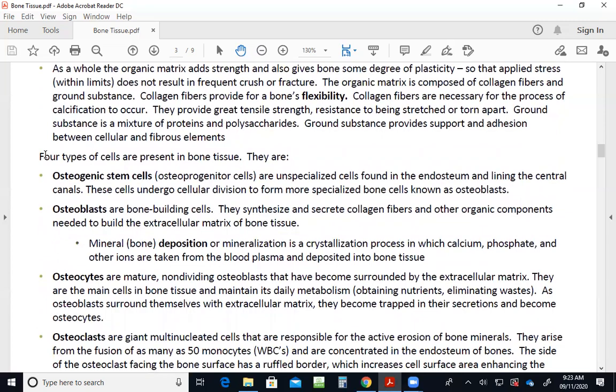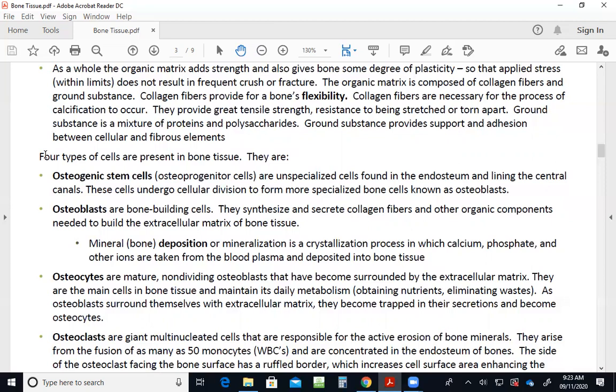As a whole, the organic matrix adds strength and also gives bones some degree of plasticity, which means that they're going to flex a little bit. So when applied stress within limits occurs, it does not result in frequent crush or fracture. So our bones have a little bend in them, which is great because we don't want them to be really, really, really brittle. And we don't want them like a dead stick that you find in your yard, where if you just bend it a little bit, it's just going to snap. We don't want that, obviously, for our bones.